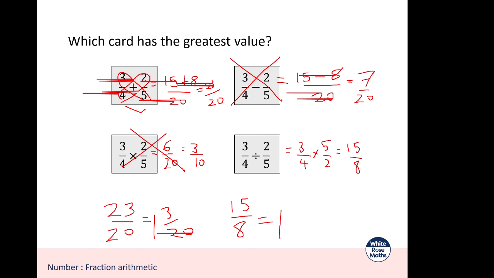So I'm going to get 1 7/8. Hopefully here we can now see that 1 3/20 is smaller than 1 7/8. Therefore, the bottom right one is going to be the answer.